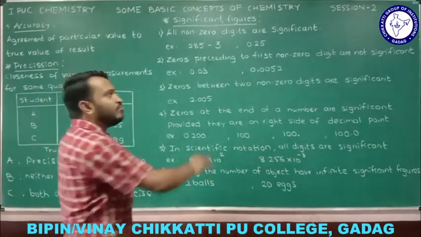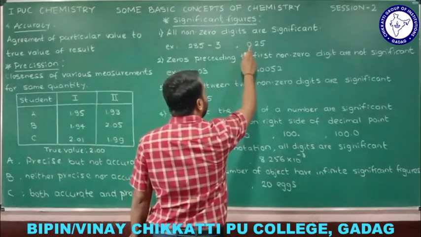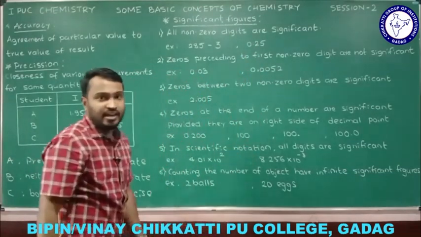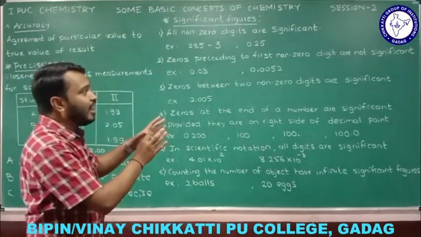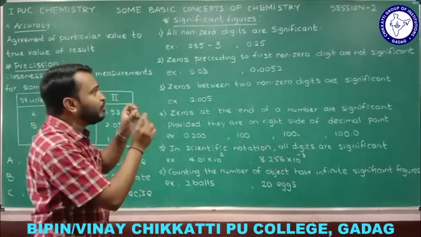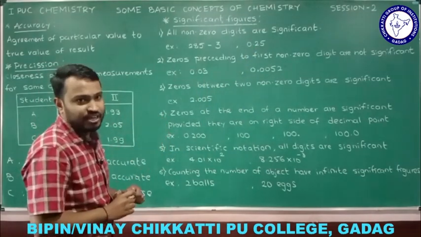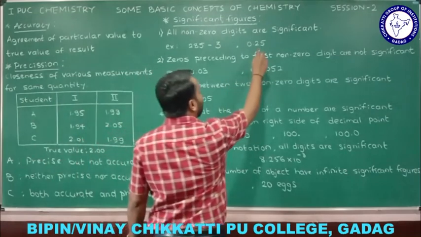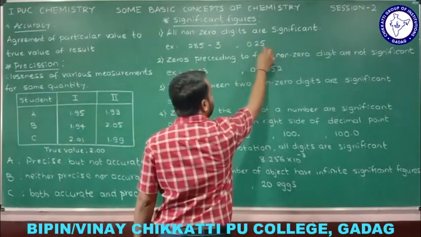One more example I considered here, 0.25. In 0.25, you need to look only at the non-zero digits. So how many non-zero digits do we have? 2 is non-zero, 5 is non-zero.